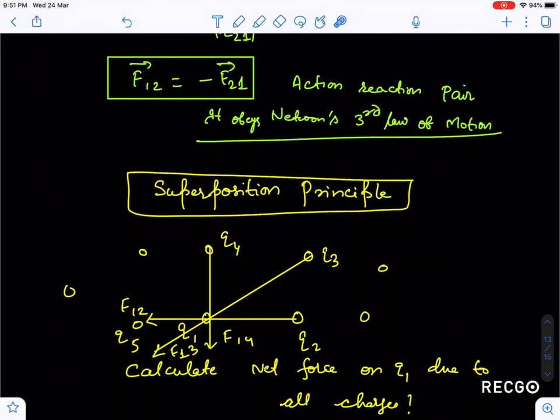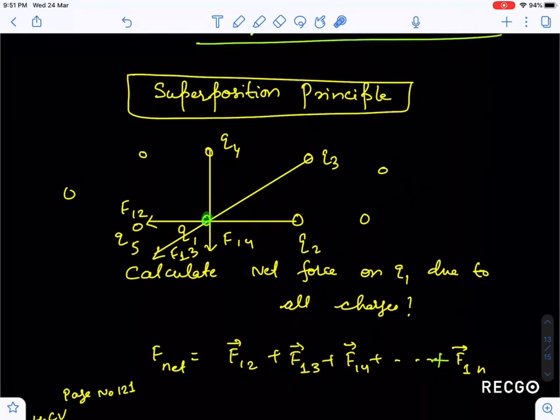So I have taken n number of charges, q1, q2, q3, q4, q5 up to qn. Because of all these n charges, I want to calculate the net force on this charge q1. So the net force on charge q1 is because of q2 first.